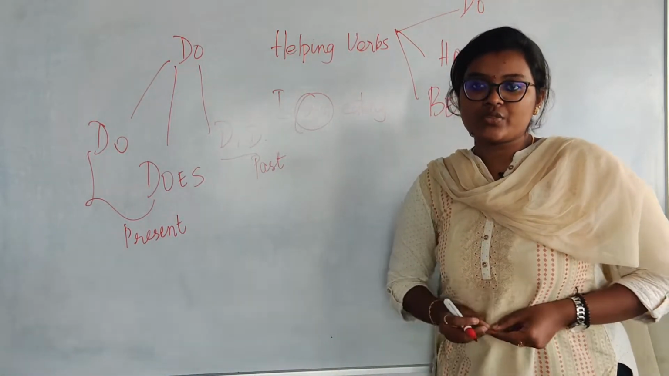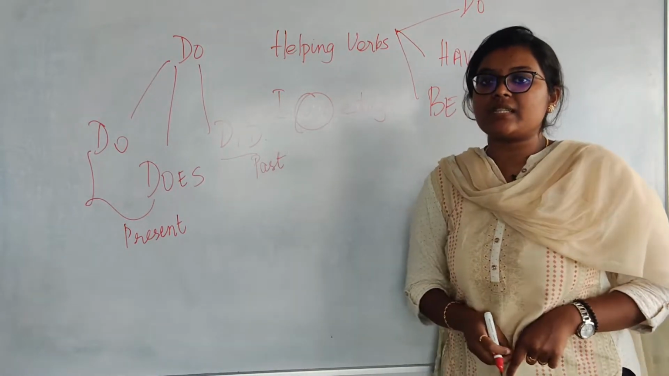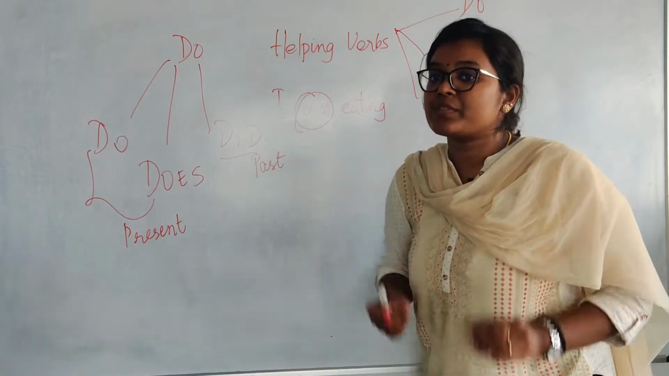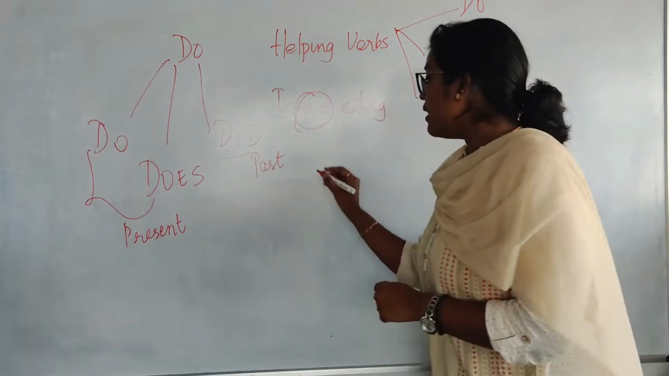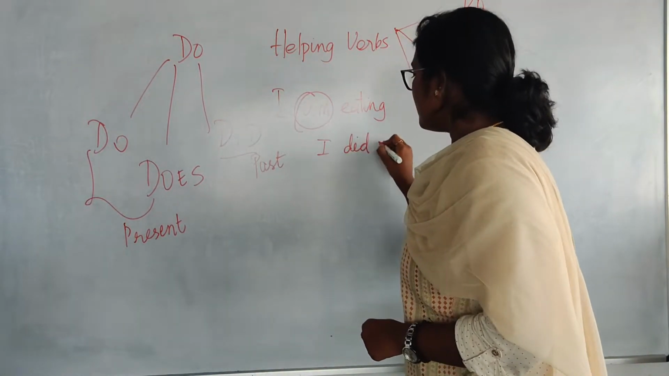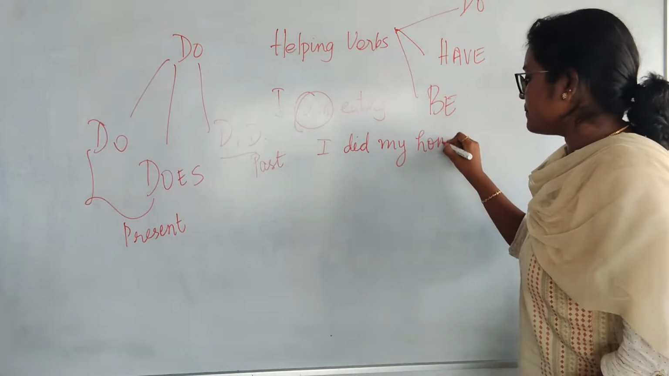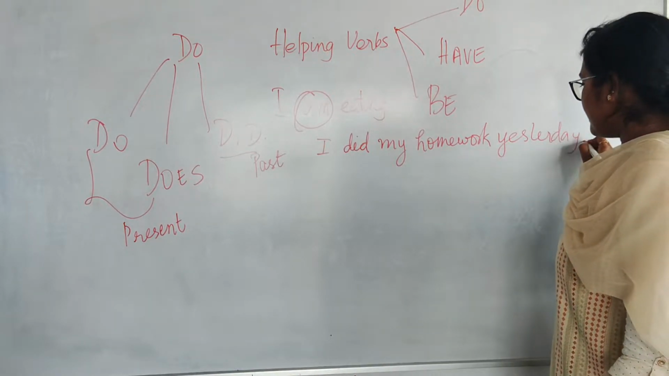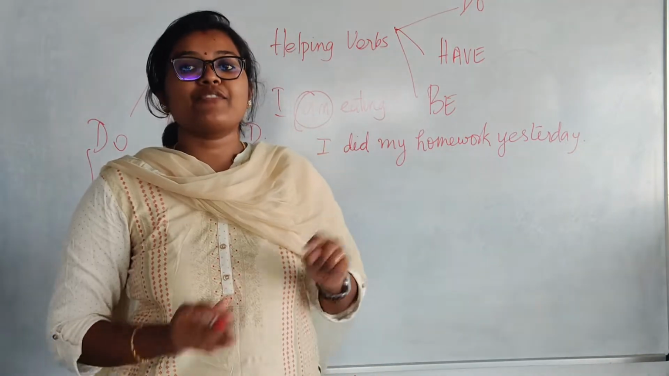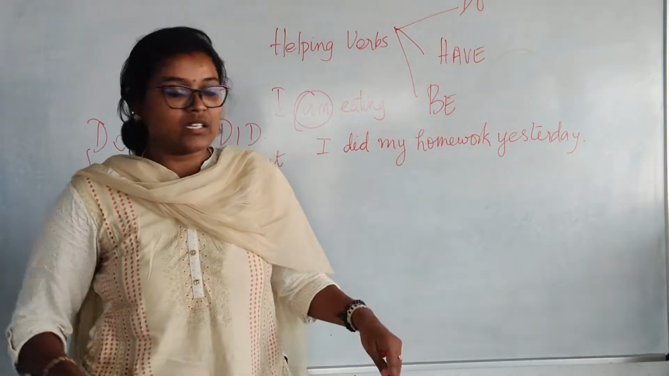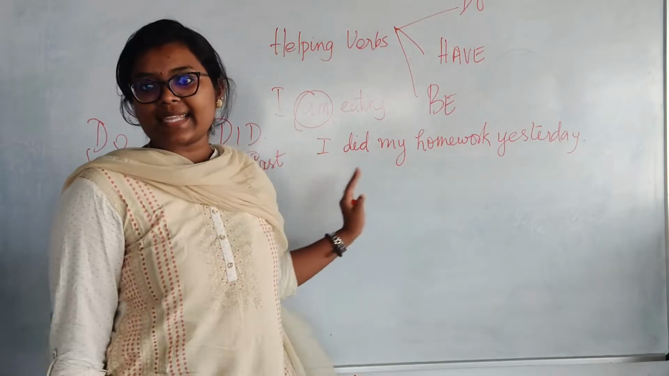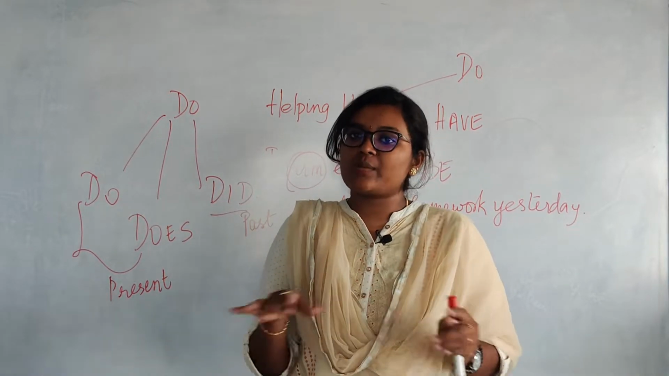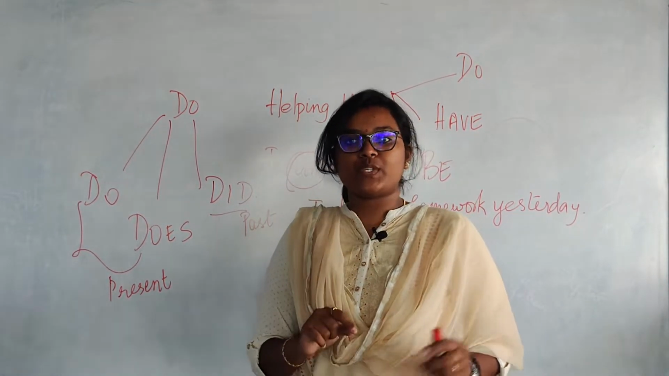When we talk about the past form, some action that has already been completed in the past, then we use did. For example, I did my homework yesterday, meaning I did it the previous day. I finished it. It is some action that we've already done. So did is basically used for an action that is done and dusted, something that's completed already.